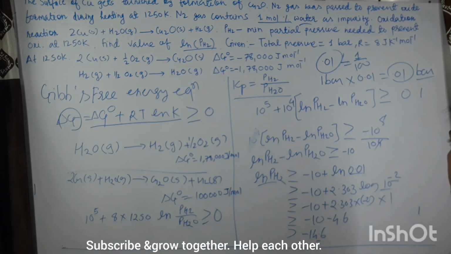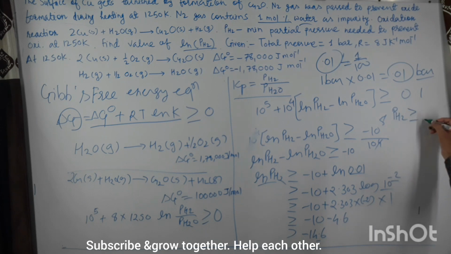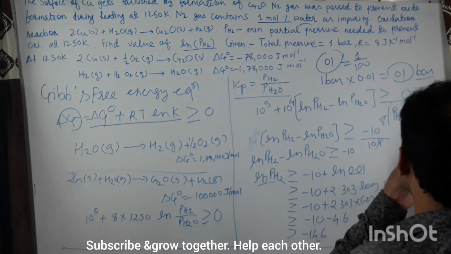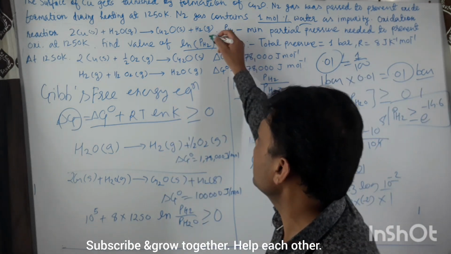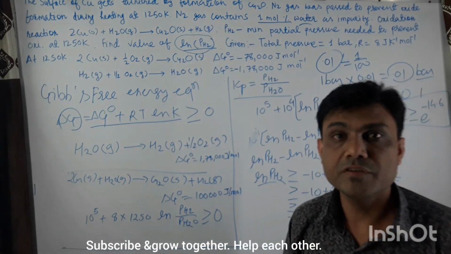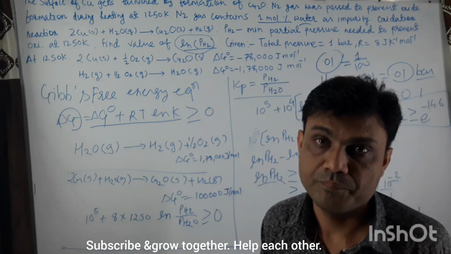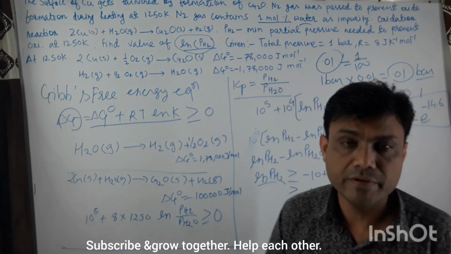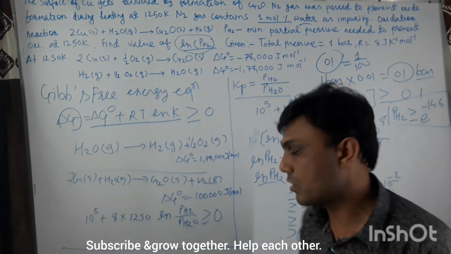We can also calculate the pH2. Partial pressure of H2 greater than or equal to e raised to minus 14.6. But that is not required because we have to only find this value of ln partial pressure of H2, that is minus 14.6. So this is the minimum pressure to prevent the corrosion of the copper. Beyond this pressure, the value of delta G, that is the Gibbs free energy, will always be positive.